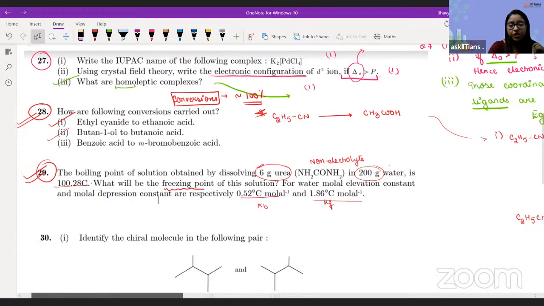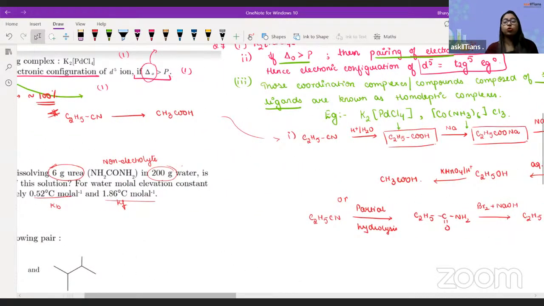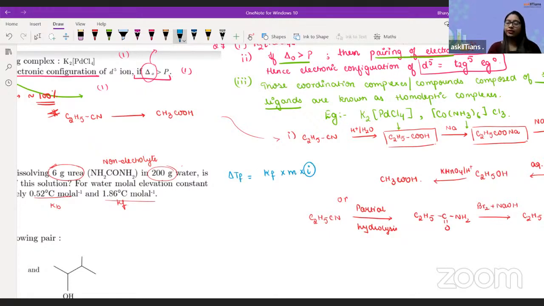And I asked you, what is the freezing point of the solution? Now I know from the solutions chapter that if I want to calculate the freezing point, delta Tf is equal to Kf into m into i, where i is the van't Hoff factor. Now, since urea is a non-electrolyte, this van't Hoff factor value is 1.